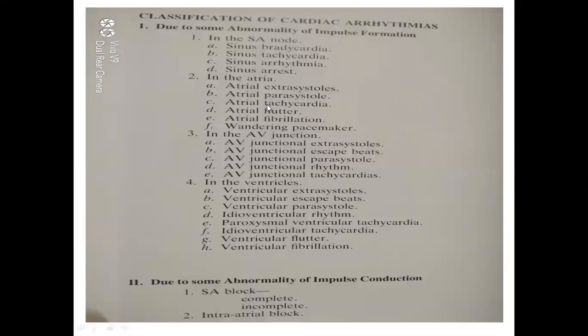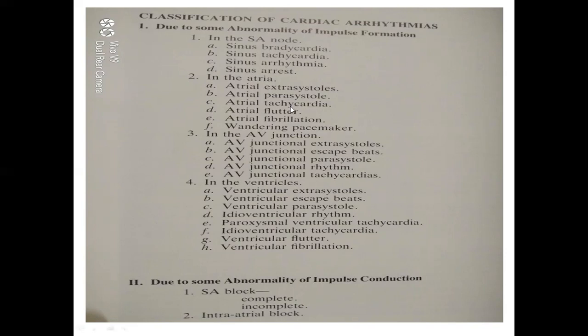What is atrial tachycardia? Can you please repeat what is extrasystole? Atrial extrasystole is multiple P waves coming before the QRS. Okay, thank you, sir. And if there are more than 3, 4, 5, 6, up to 10, then that is called atrial tachycardia.